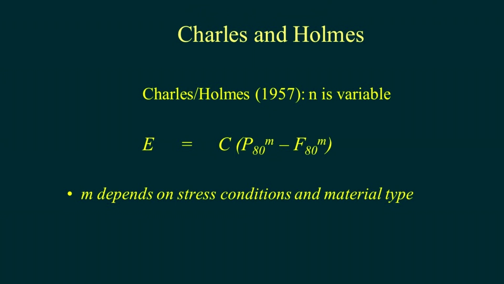Charles and Holmes, they're two different researchers. Simultaneously, they came to the conclusion, or they suggested, that that n was actually not a constant. It's not 1, it's not 1.5, it's not 2. It's variable. It's not always the same. And so their suggested equation looks something like this. Obviously, n is in that differential equation. You integrate it, and then you get a number, m in this case. And they said it depended on the stress conditions of that breakage event and the material type.